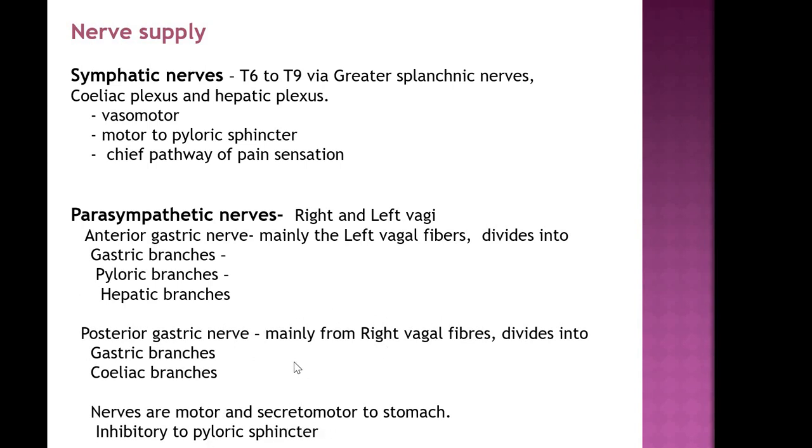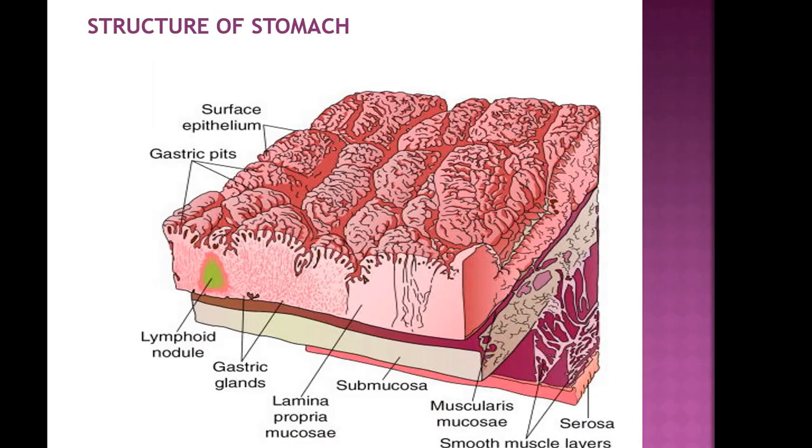Stimulation of these parasympathetic nerves increases gastric secretion, which is rich in hydrochloric acid and pepsin. So this is the nerve supply. Then we will study the structure of the stomach.